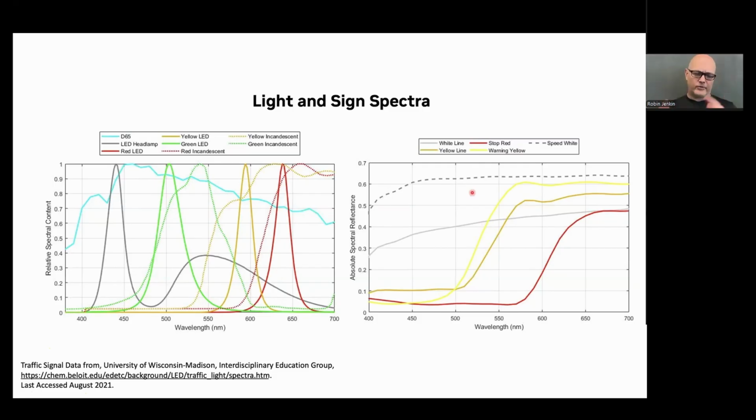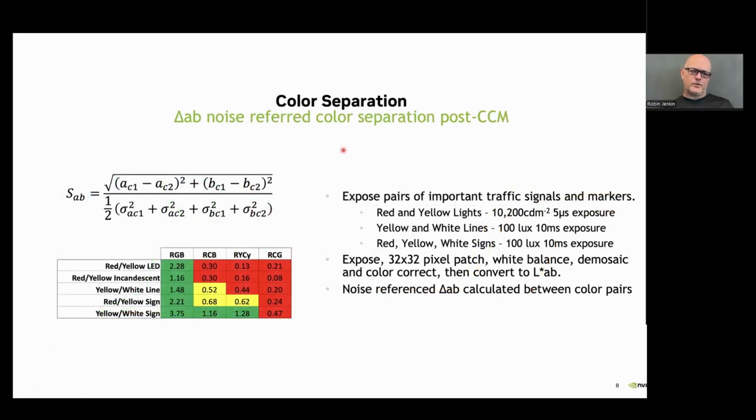It's pretty important to be able to distinguish these because if you have a yellow line in the center of a road, it usually indicates you've got contraflow traffic, and that could be quite important not to go into the wrong lane. So what we can also do is calculate a color separation.